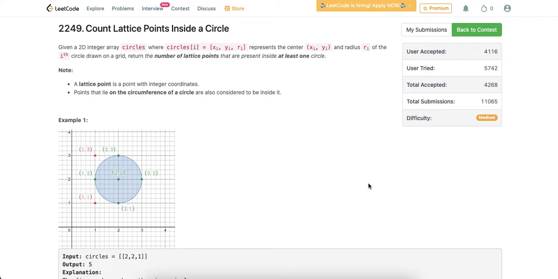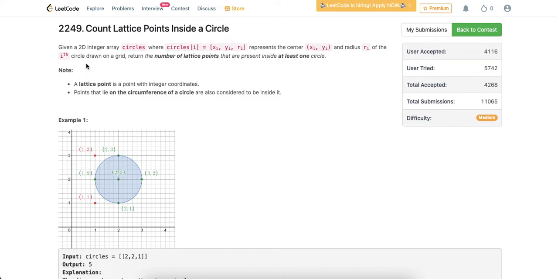This is another question in the weekly contest 290: Count Lattice Points Inside a Circle. Now let's read the problem. Given a 2D integer array circles, each member of the array is the definition of a circle, where xi, yi is the center of the circle and ri is the radius. So that will be this, in terms of the circle.